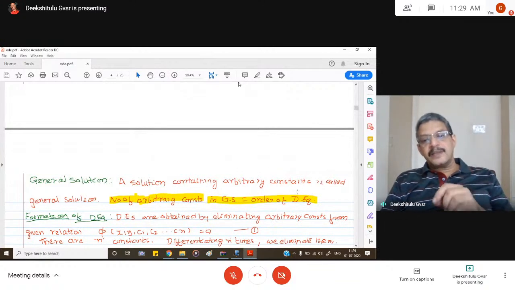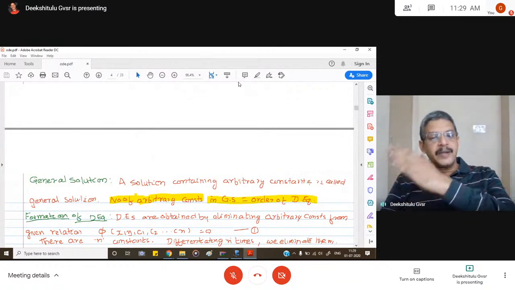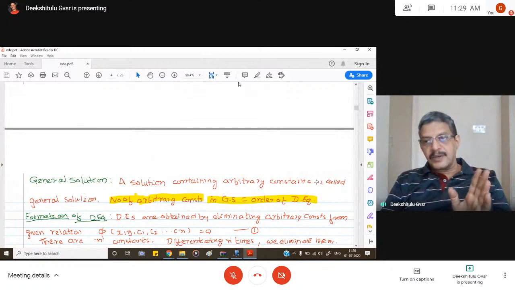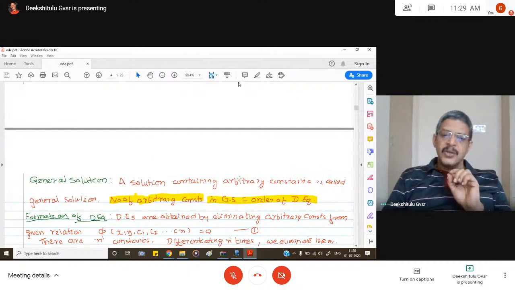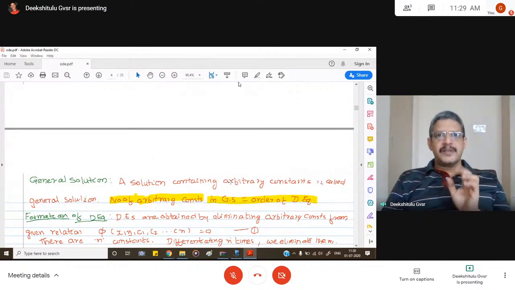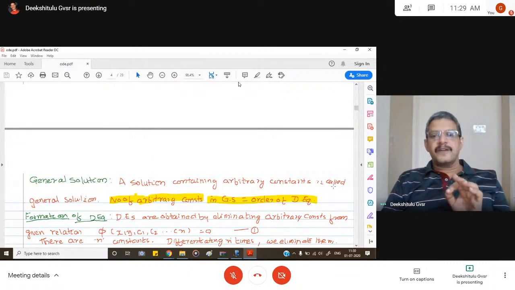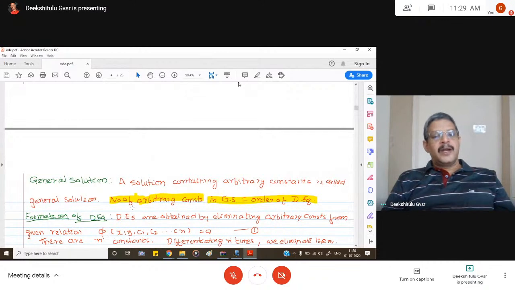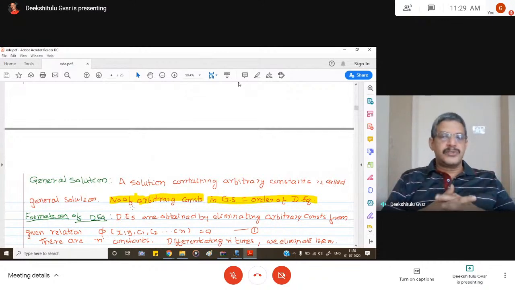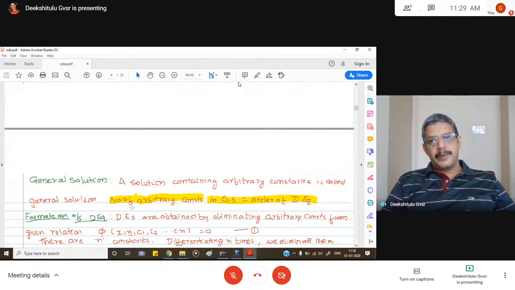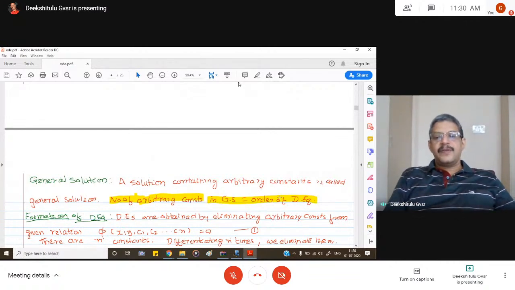If you go on changing the values of arbitrary constants, we get different curves, and those curves are called a family of curves. We have discussed this in the first class. So the general solution of a differential equation physically represents a family of curves. If you find a general solution of a differential equation, how many arbitrary constants will be there? That is also one important issue. The number of arbitrary constants in the general solution is equal to the order of the differential equation.